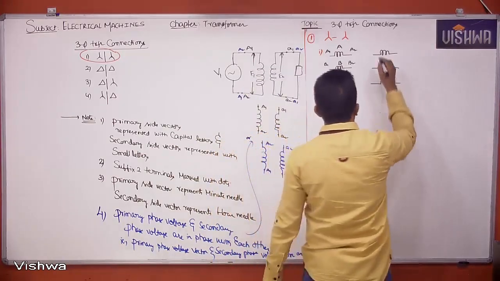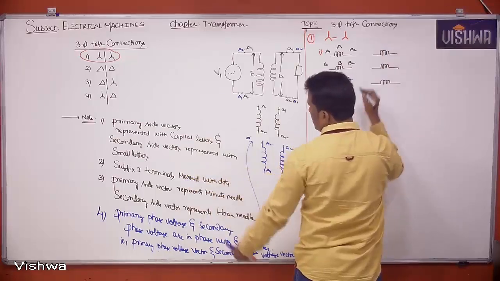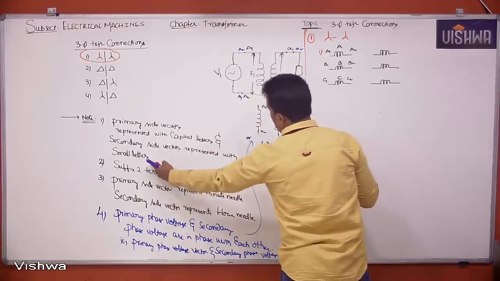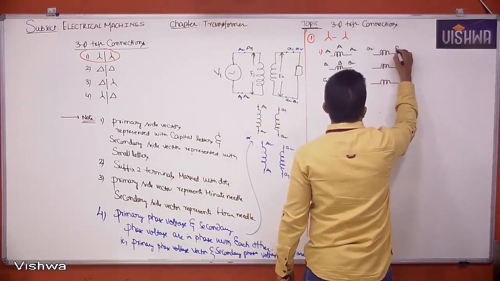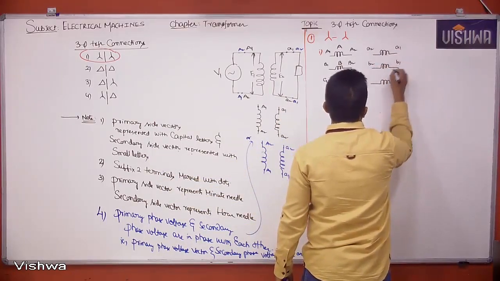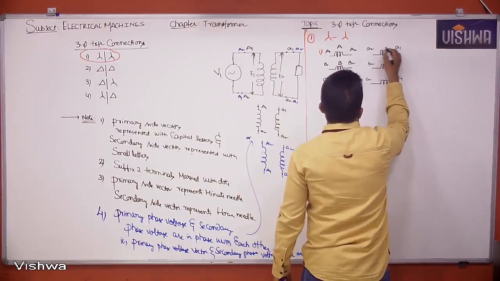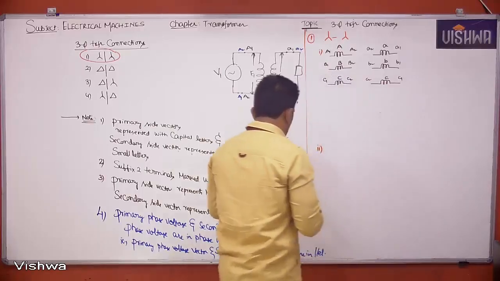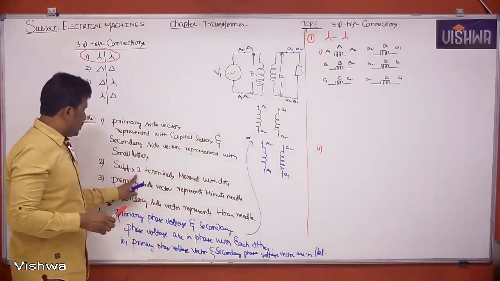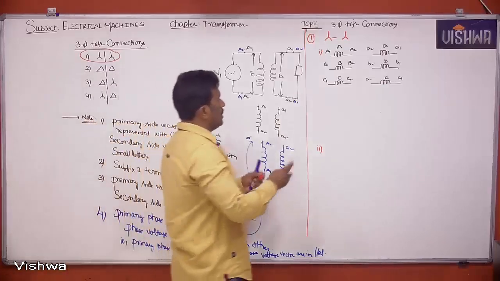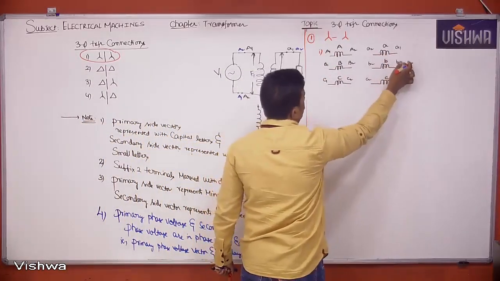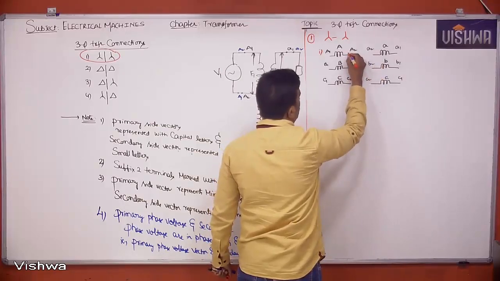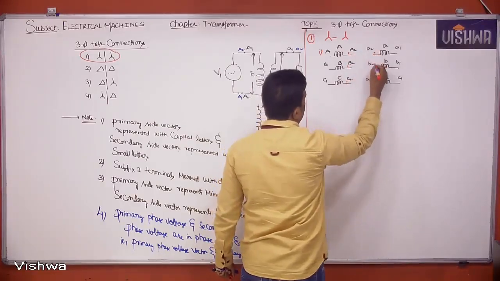Similarly, the secondary side vectors I used to represent with small letters: small a2, a1, b2, b1, c2, c1. And a1, a2 is nothing but small a vector, then small b vector, small c vector. I told you suffix 2 terminals should be marked with dots. These are suffix 1 terminals, and these are suffix 2 terminals, A2, B2, C2. Therefore, let me keep dots here.